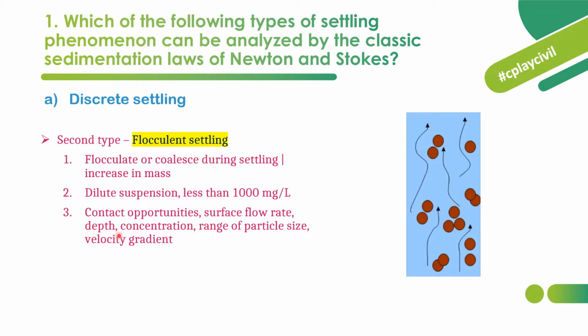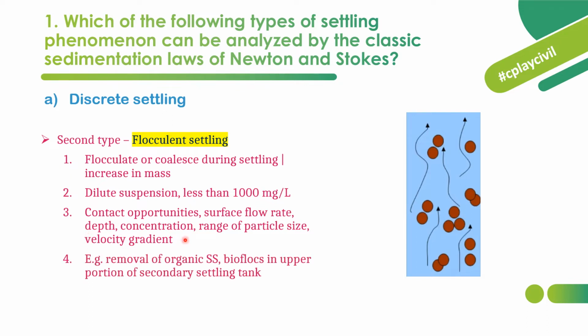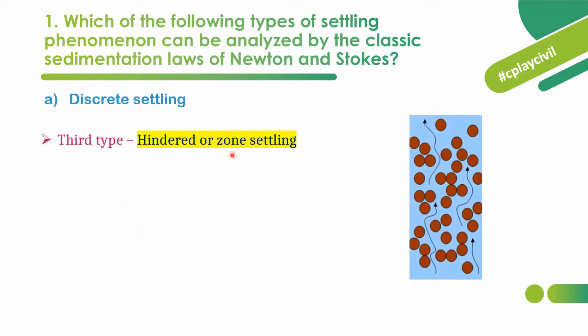And the depth of the sedimentation tank, concentration. We have already seen the concentration value should be less than 1000 milligram per liter, and the range of particle size and the velocity gradient. We shall see about this velocity gradient, or temporal mean velocity gradient, in the upcoming question. Next point, examples like removal of organic suspended solids, bioflocs in the upper portion of a secondary settling tank. These are some of the examples for flocculent settling.